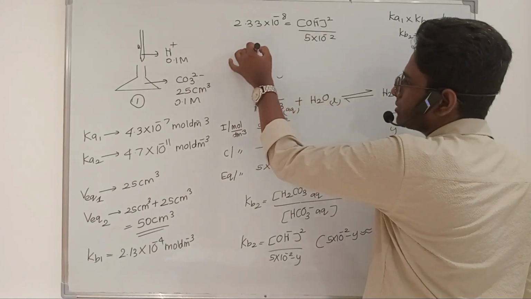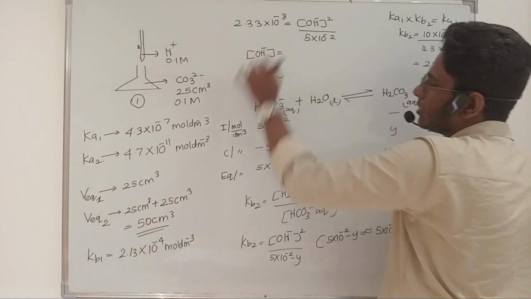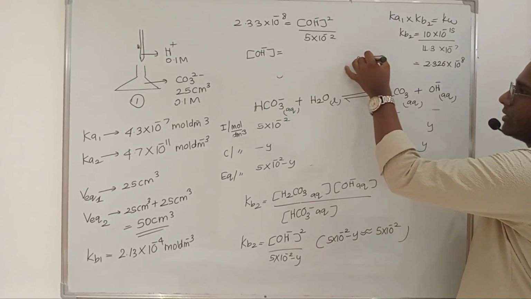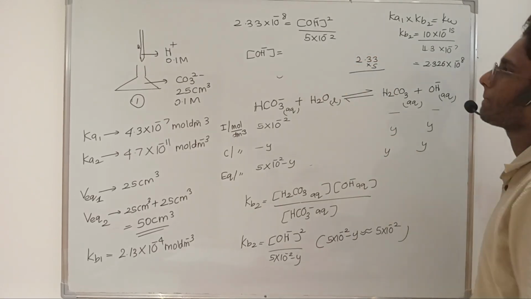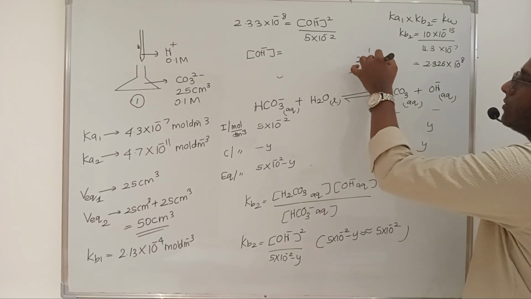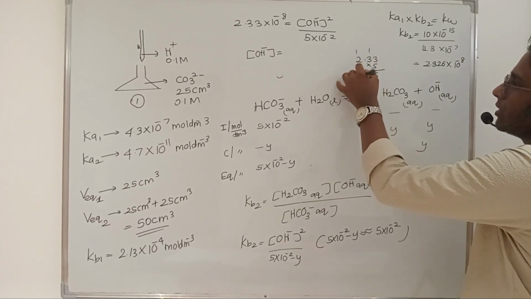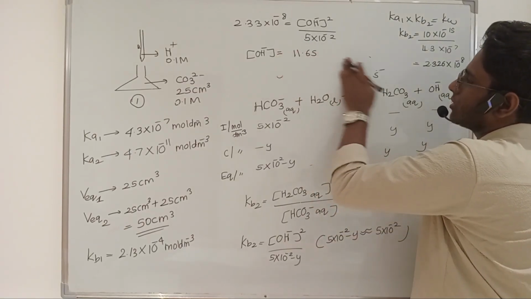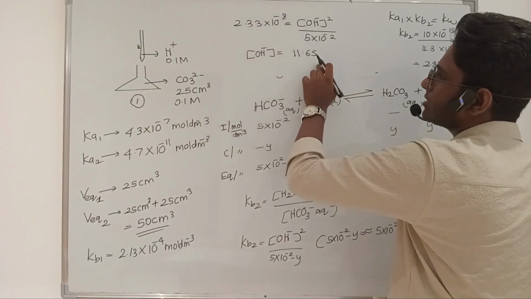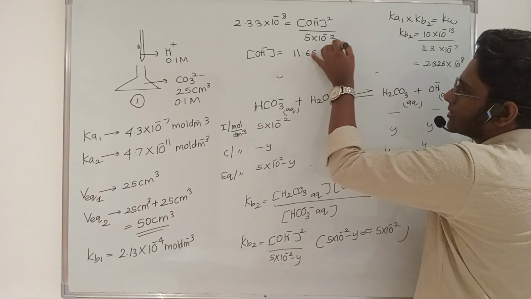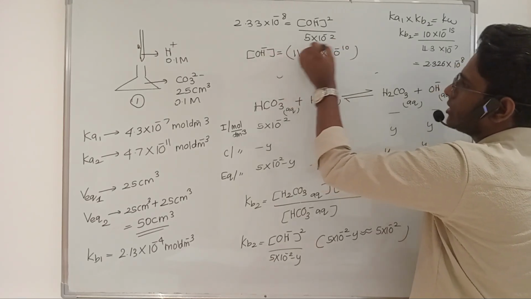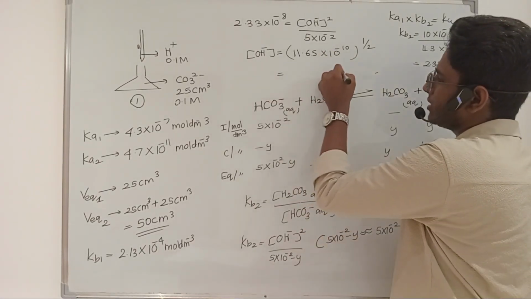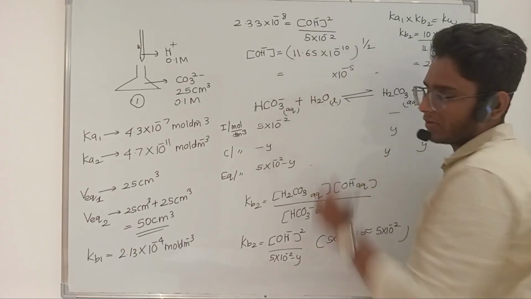What is the concentration of OH minus? 2.33 into 5. What is 2.33 into 5? That is 11.65, right? 2.33 into 5 is 11.65, and I can write it as 10 to the power minus 10, and OH minus is gonna be the square root of it, right? 10 to the power minus 10 square root is 10 to the power minus 5. So 11.65, I have to find the square root.